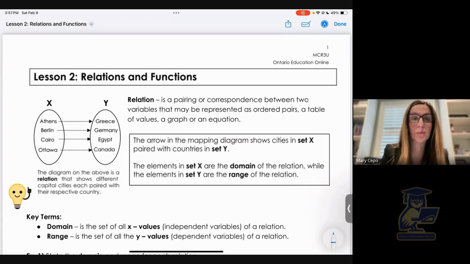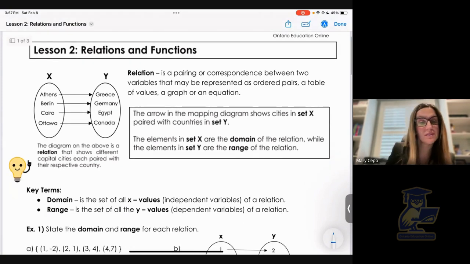In this lesson, we will be learning about the distinction between relations and functions, and we will interpret various representations of relations and functions. Before we start, we want to make sure we understand what is the difference between a relation and a function. Starting with a relation: it is a pairing or correspondence between two variables that may be represented as ordered pairs, a table of values, a graph, or an equation.